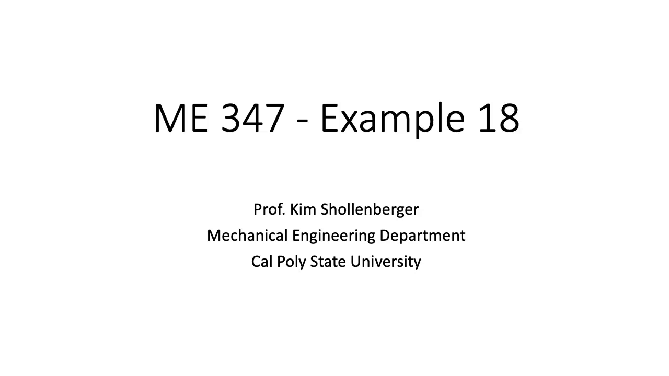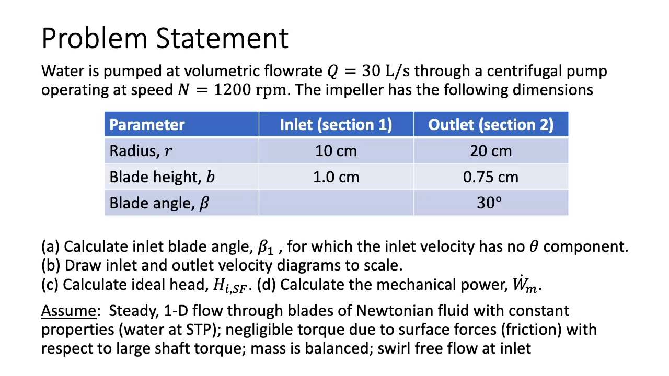ME 347, Example 18. Water is pumped at a volumetric flow rate of 30 liters per second through a centrifugal pump operating at a speed of 1200 revolutions per minute. The impeller has the dimensions indicated in the table. For part A, calculate the inlet blade angle for which the inlet velocity has no theta component.